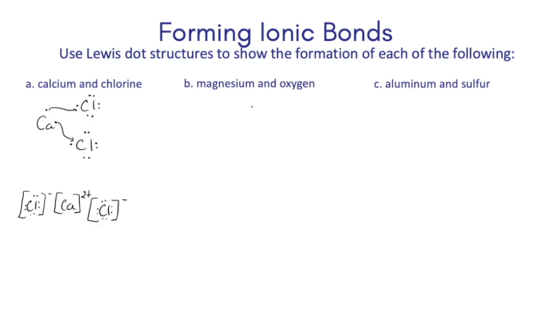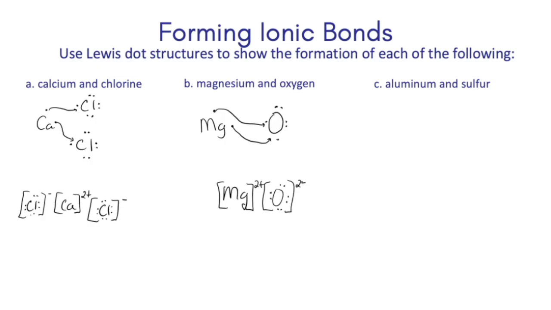Let's do magnesium and oxygen. Magnesium is also in group 2, so it has 2 valence electrons, whereas oxygen is in group 16 and it will have 6 valence electrons. Magnesium will give this one electron to oxygen here and this second electron to oxygen there. This will form magnesium with a 2 positive charge and oxygen with a 2 negative charge.